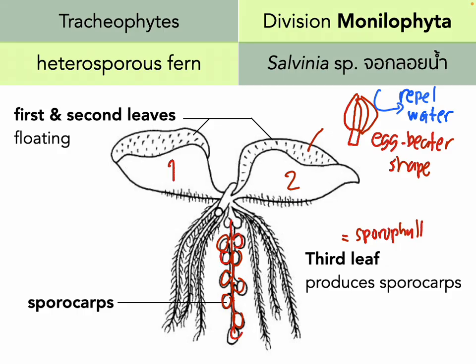So this structure helps them stay afloat, because you can drop the water on the leaf, the water will fall right off. It doesn't stick to the top. This is also a fern. It doesn't look like a fern, but it's a fern.